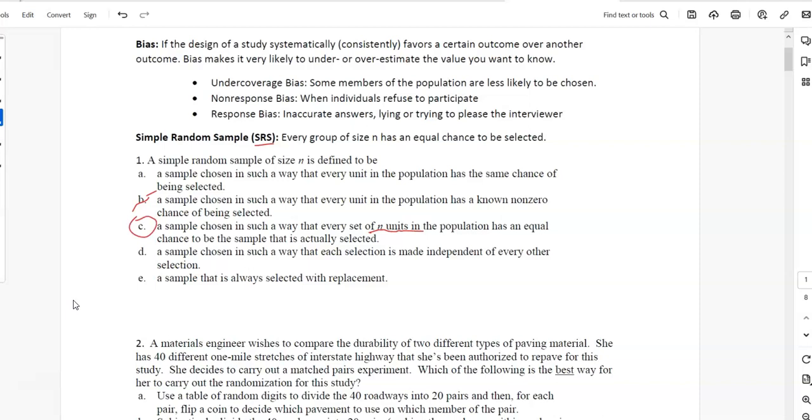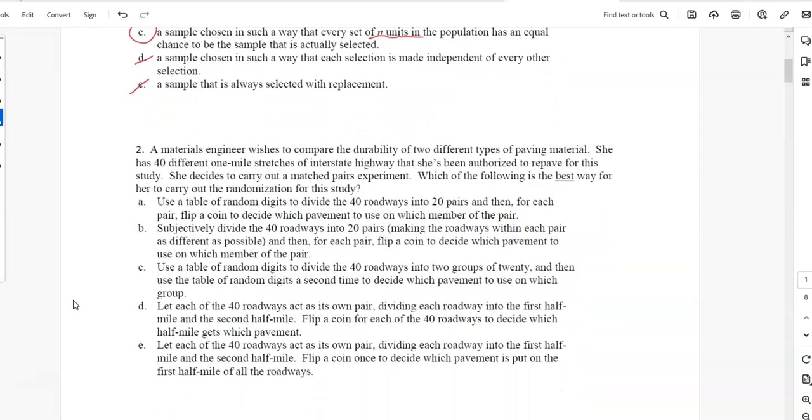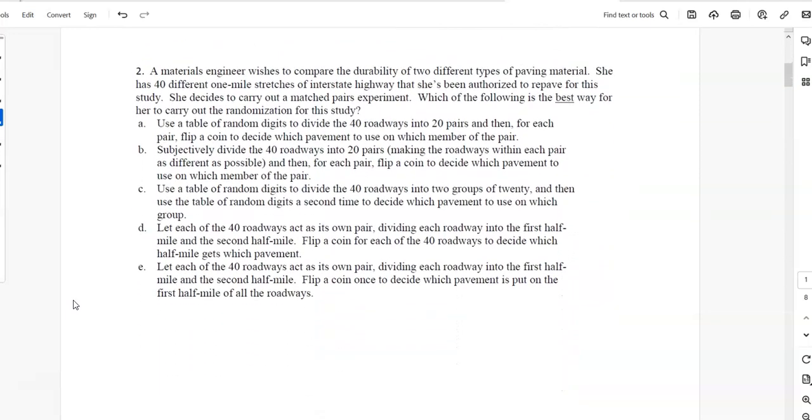A sample chosen in such a way that each selection is made independent of every other selection, not quite. And a sample that is always selected with replacement. So this is the definition: every group of size n has an equal chance to be selected. I think some of those are very tempting, so you do have to be careful. You get all parts of that in there, but you definitely want to just know the simple random sample definition. Very popular question.